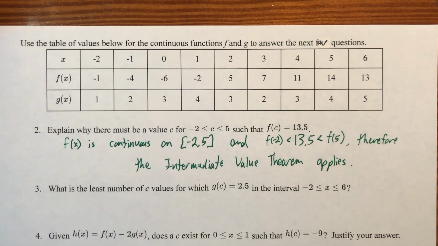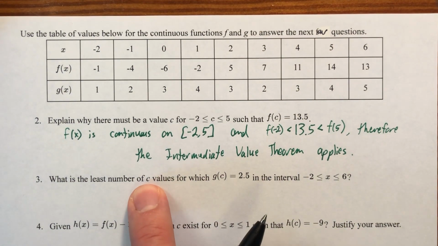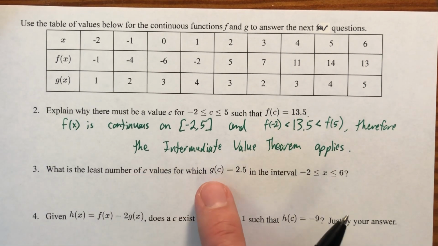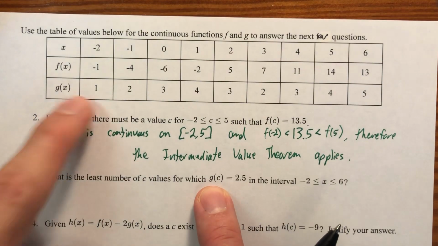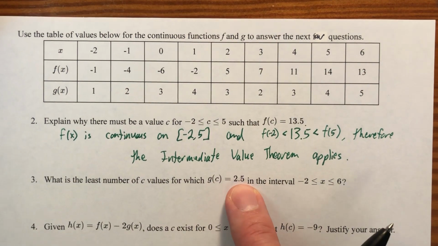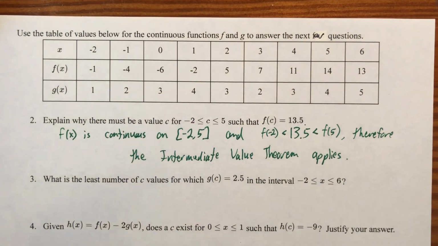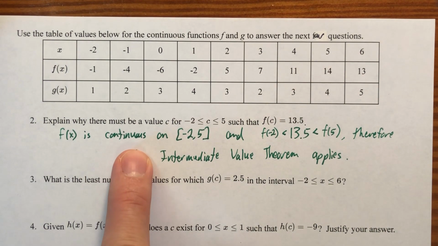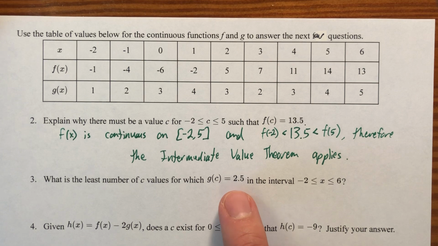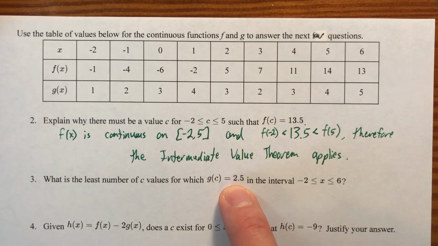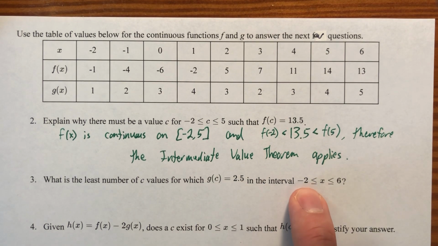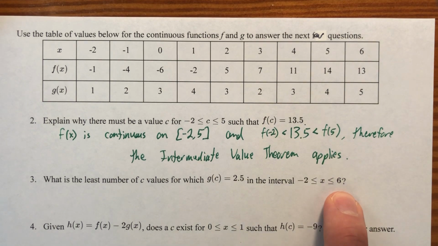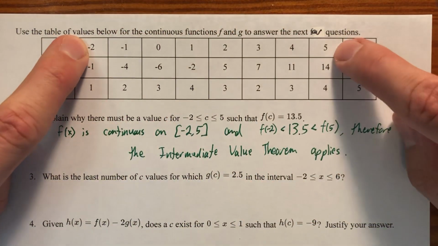All right, number 3. What is the least number of c values, those are x values, for which g of c, okay, now we're on the g row, equals 2.5 in the interval from -2 to 6. All right, let's see how this works. First of all, we have continuity. Second of all, I'm looking for betweenness. I'm looking to see how many times 2.5 would logically be crossed as outputs as I travel from -2 to 6 for my inputs. Okay, -2 to 6 are my inputs.